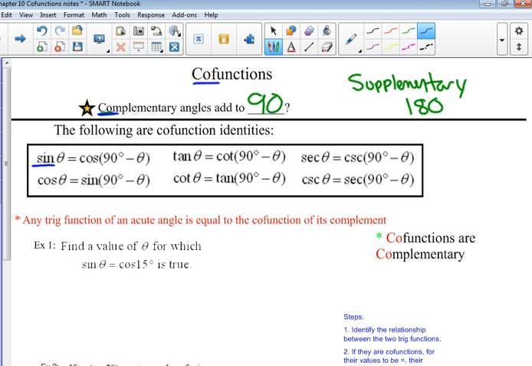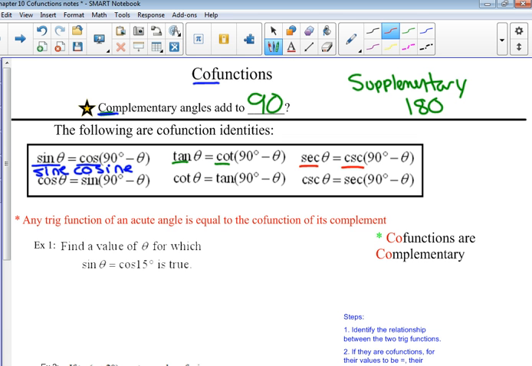So sine and cosine, those are cofunctions. Don't they sound the same, like sine and cosine? There's just a co, which means they're cofunctions. Same thing with tan and cotan. Same deal, secant and cosecant are cofunctions together.